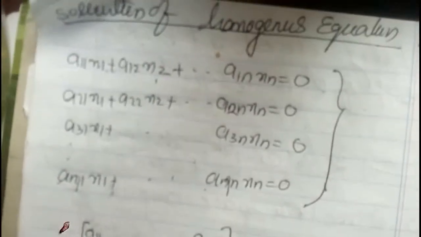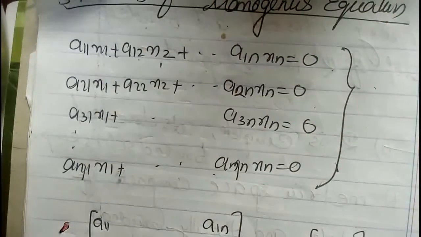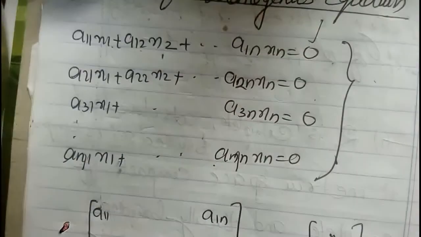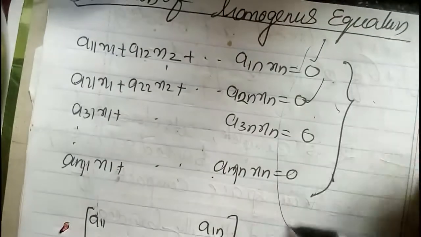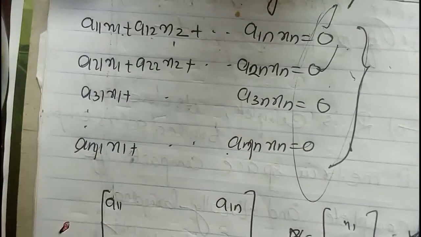In this chapter, we will discuss the solution of a homogeneous equation. Homogeneous equation means the constant terms are zero: a11 x1 plus a12 x2 plus etc. a1n xn equal to 0. Similarly, a21 x1 plus a22 x2 etc. a2n xn equal to 0. These constant terms will be 0. Such equations are called homogeneous equations.